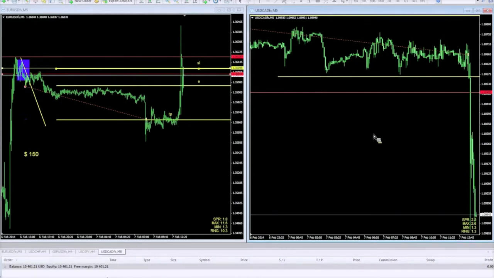Oh, Sean just made his first trade using my technique, 48 bucks profit. All right, 10%, Sean, 10%. You know the deal.